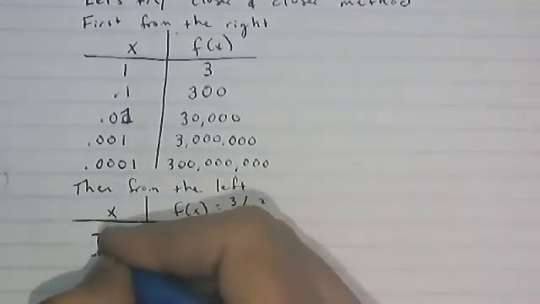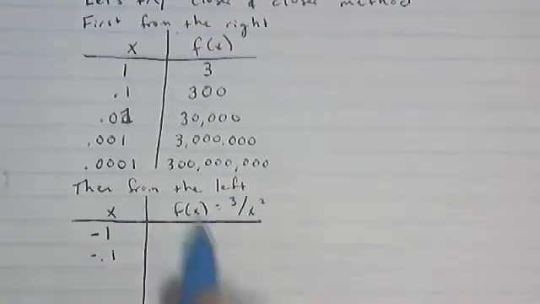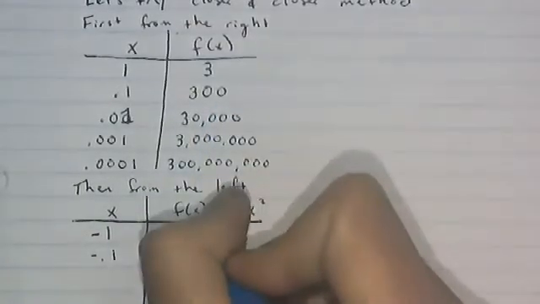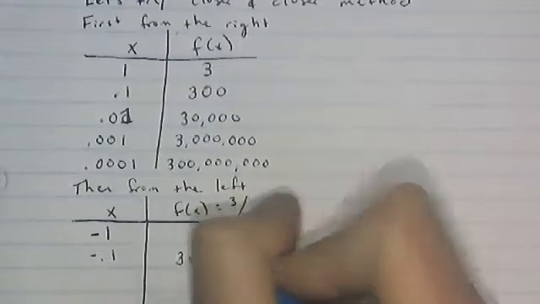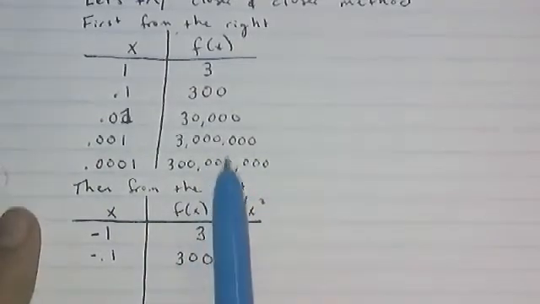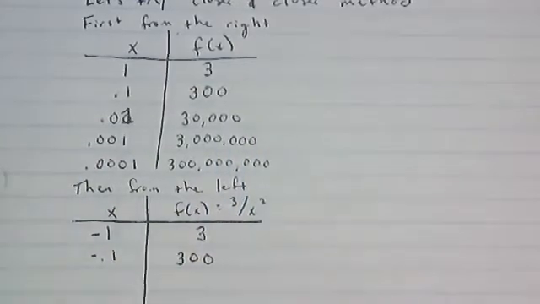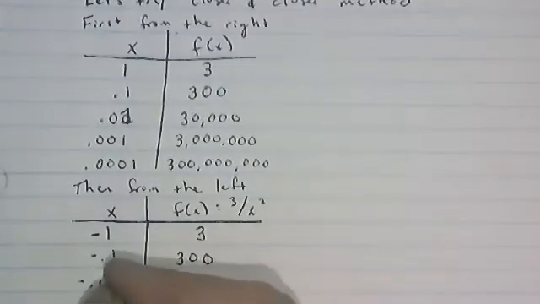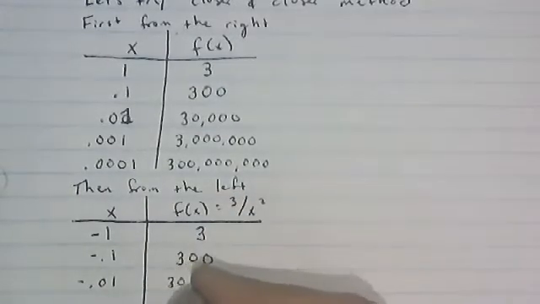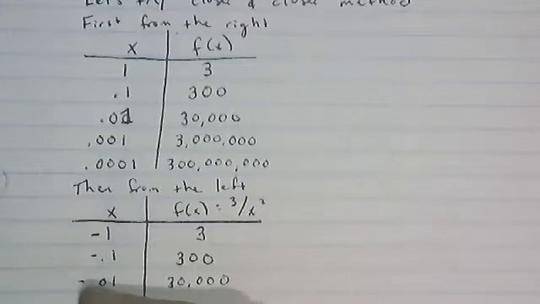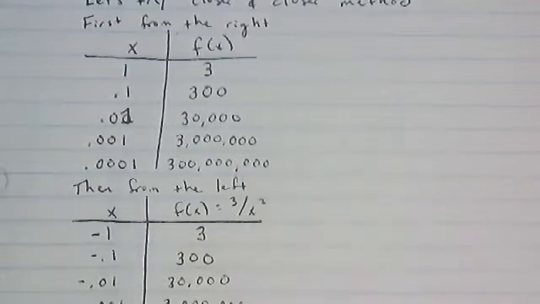All the way down the line, as we get closer to 0 from the left, you see the same function values emerging. This is an even function. It has symmetry about the y-axis. -0.01 gives us 30,000. -0.001, it's 3 million. And the last one, -0.0001, spits out 300 million.